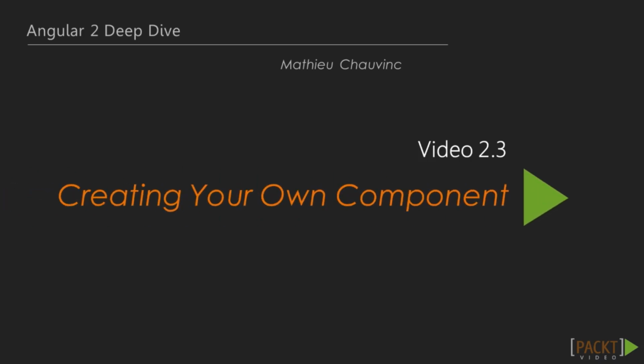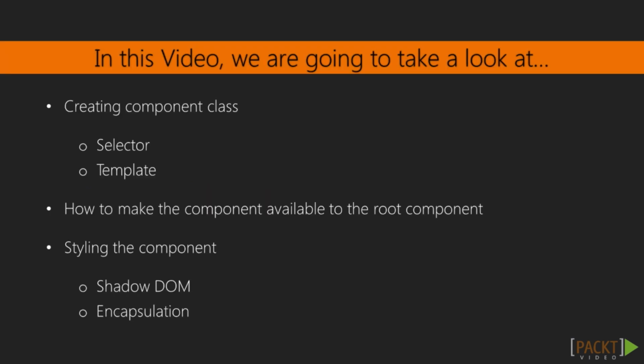In the previous two videos, we learned about data binding, both from the model to the view and from the view to the model. But we did all this within our one main root component. In this video, we'll extract one part of the app into its own reusable component. We will start by creating the component class with its own template, and next we will make sure to have that new component available in the root component. Finally, we'll talk about styling within the new component.